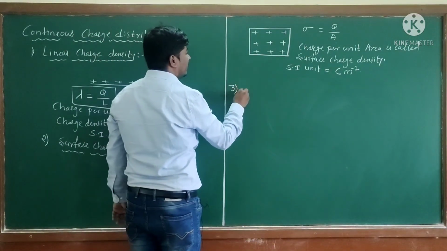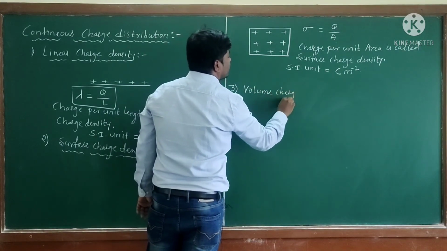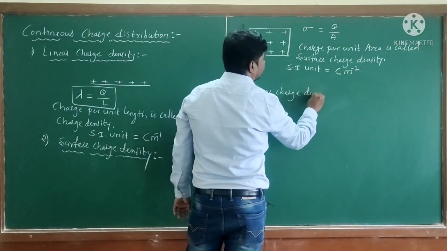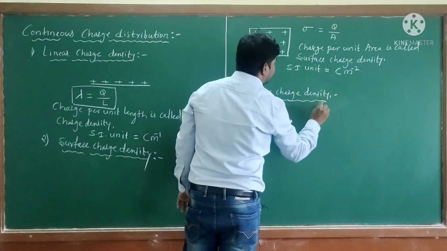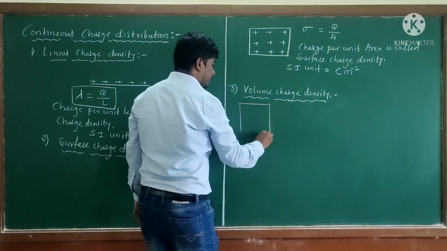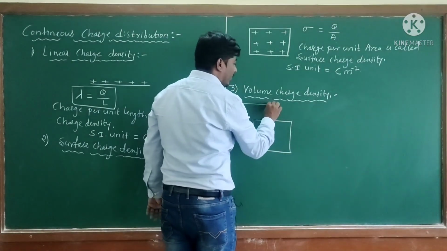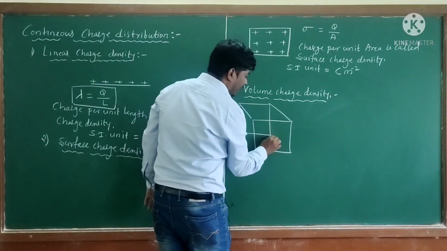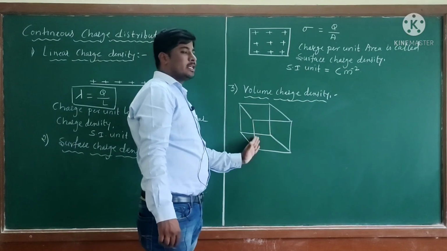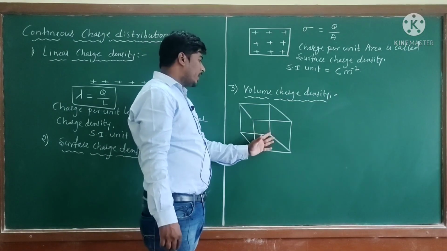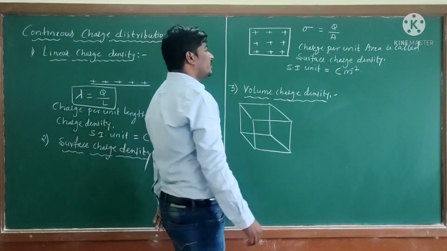And the third one is volume charge density. As the name indicates, volume charge density. Suppose that this is a cube, and if the charges are distributed along its length, breadth and height, then charges are distributed along its volume. Right? Then we call it the volume charge density.